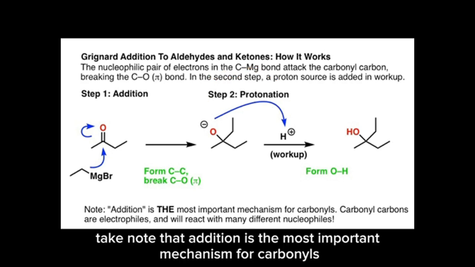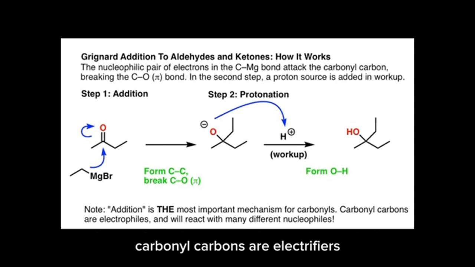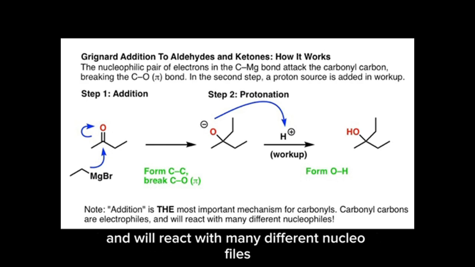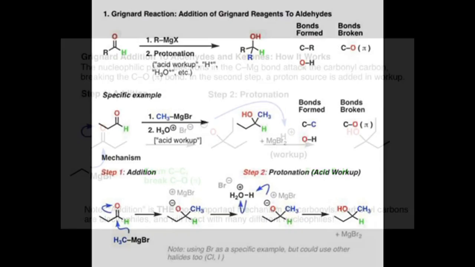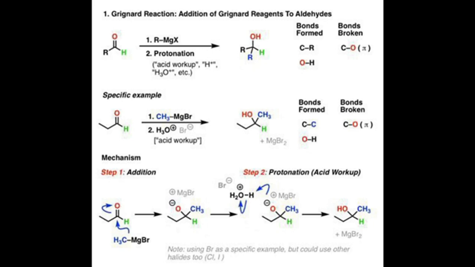So take note that addition is the most important mechanism for carbonyls. Carbonyl carbons are electrophiles and will react with many different nucleophiles. So this is an example of a Grignard reaction, addition of a Grignard reagent to aldehydes. The example is the reaction of propanal, an aldehyde, with methyl magnesium bromide, CH3MgBr, giving 2-butanol as a secondary alcohol. So this is a specific example of how it works.